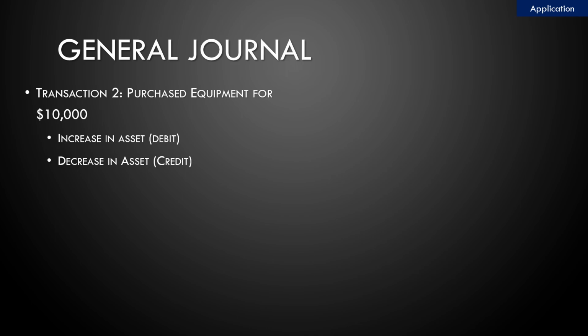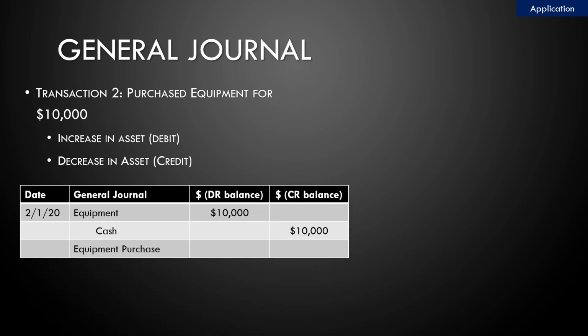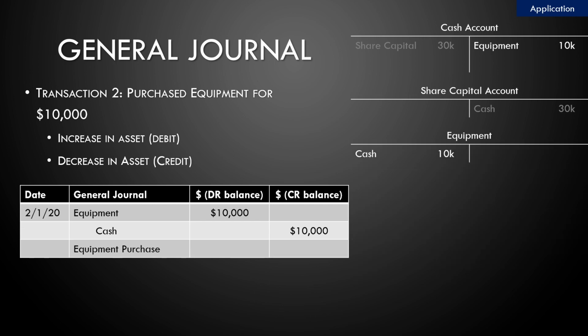The second example says that we purchased equipment for $10,000. This immediately tells us that there is an increase in assets being equipment, with a simultaneous decrease in assets being cash. The general journal will look like this, and the cash T account will reduce by $10,000, description being equipment, the corresponding T account. The equipment T account will increase by $10,000 with the description being the corresponding T account, cash.